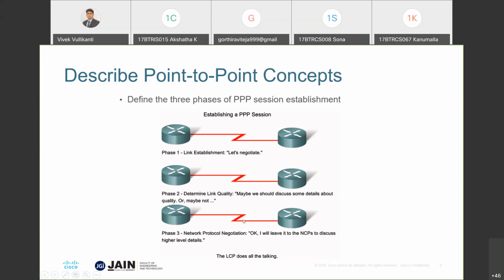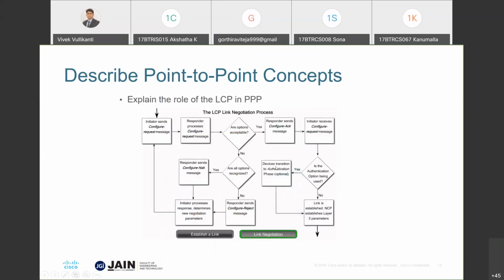Whether we have something like the Internet Protocol, or other protocols, there are several different protocols coming into play here. So it is a three-stage negotiation. First stage, it will negotiate for the connection. Next stage, it will negotiate for the quality. And then the third stage, it will negotiate what protocol we are going to use. So this is a kind of flowchart of what LCP does.